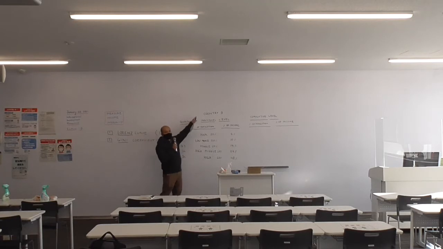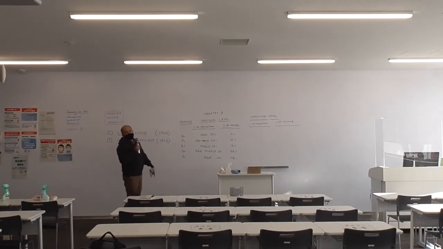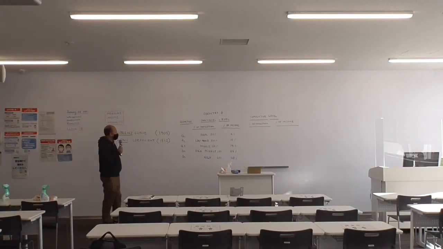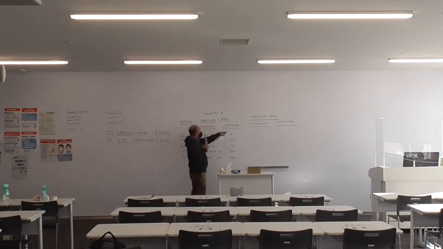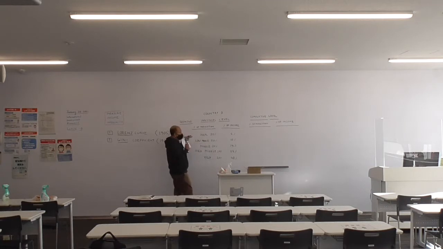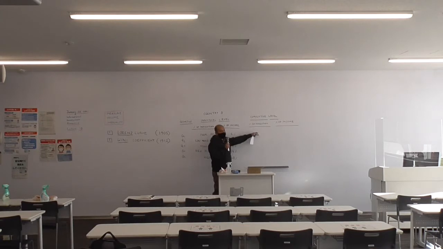So let's say this is the situation for country B, and we will try to show how unequal this country is by using the Lorenz curve and the Gini coefficient from this data. That's what we did in the last class as well. First we find the individual level: 20%, 20%, 20%, in every single quintile. Then we need to calculate the cumulative.